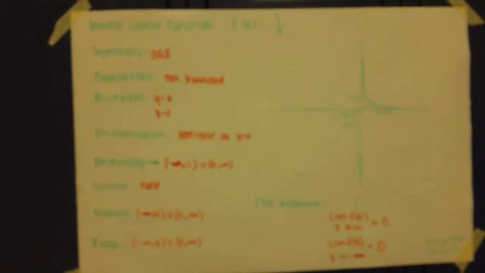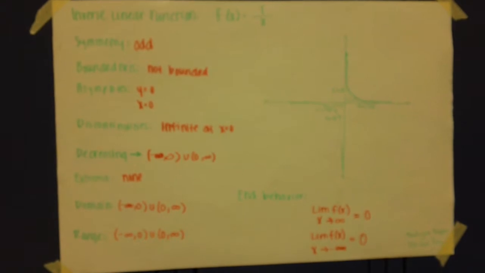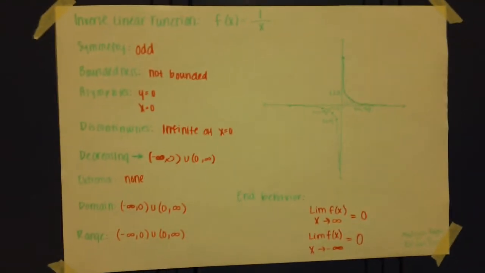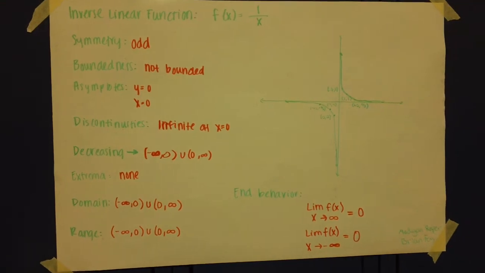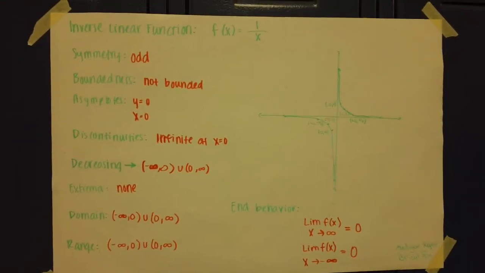This is the natural function inverse. It has odd symmetry. It is a rational function. It is not bounded. There's a horizontal asymptote at y equals 0 and a vertical asymptote at x equals 0. There is an infinite discontinuity at x equals 0.